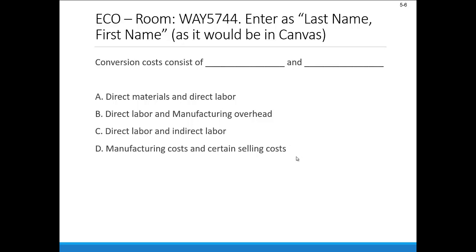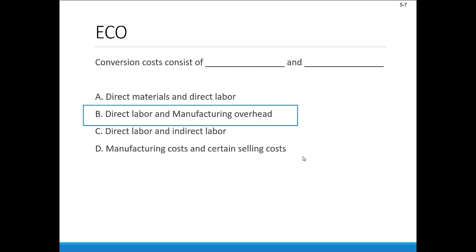And then finally, conversion costs consist of blank and blank. See which one of those answers best fits. Pause here, and then I'll have the answer right away. And the answer is B, direct labor and manufacturing overhead. All the costs we incur to convert, if you will, our raw materials into some kind of finished product.